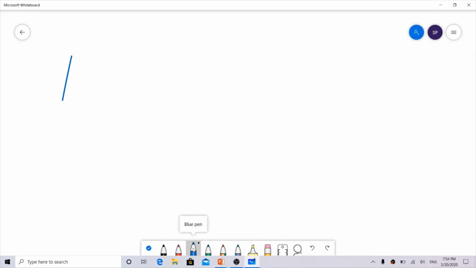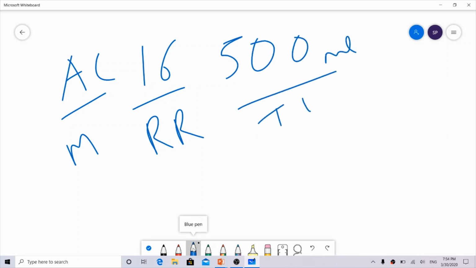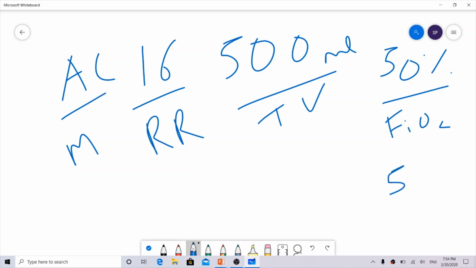Let's say we have an AC mode, we have a backup rate of 16. So this is the mode. This is the respiratory rate. Then we have like 500 ml. This is the tidal volume we want. Then we have FiO2 like 50%, and then we write something known as 5 or 10 whatsoever. So this is the PEEP. This is a common thing which we write on any paper.